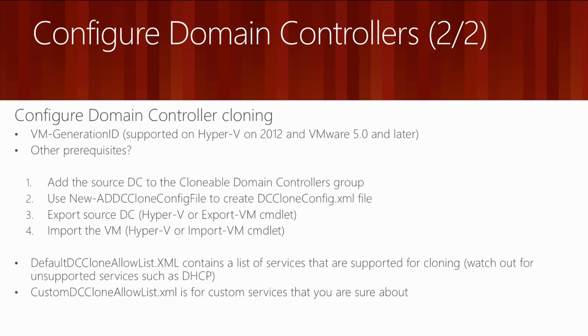You also have third-party services. Let's say you have a third-party service running on a domain controller. You can actually add it to the XML file if you know it to be safe and the vendor supports it, and you can still clone those types of domain controllers. Is there a PowerShell commandlet for adding to that XML file?